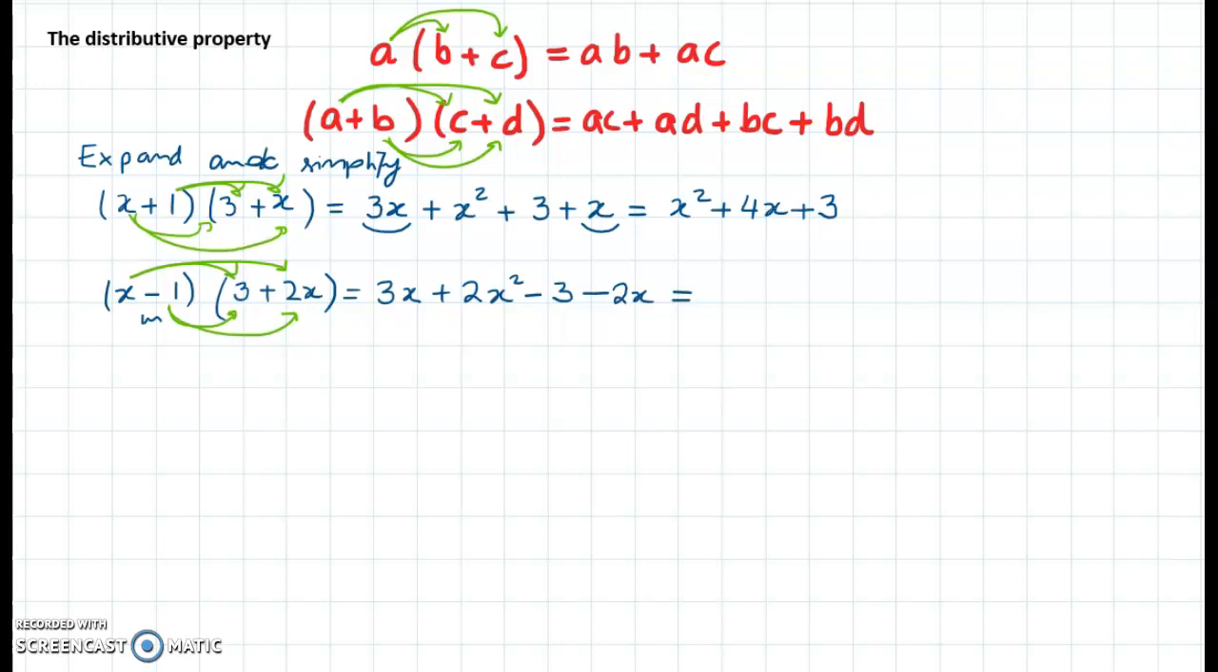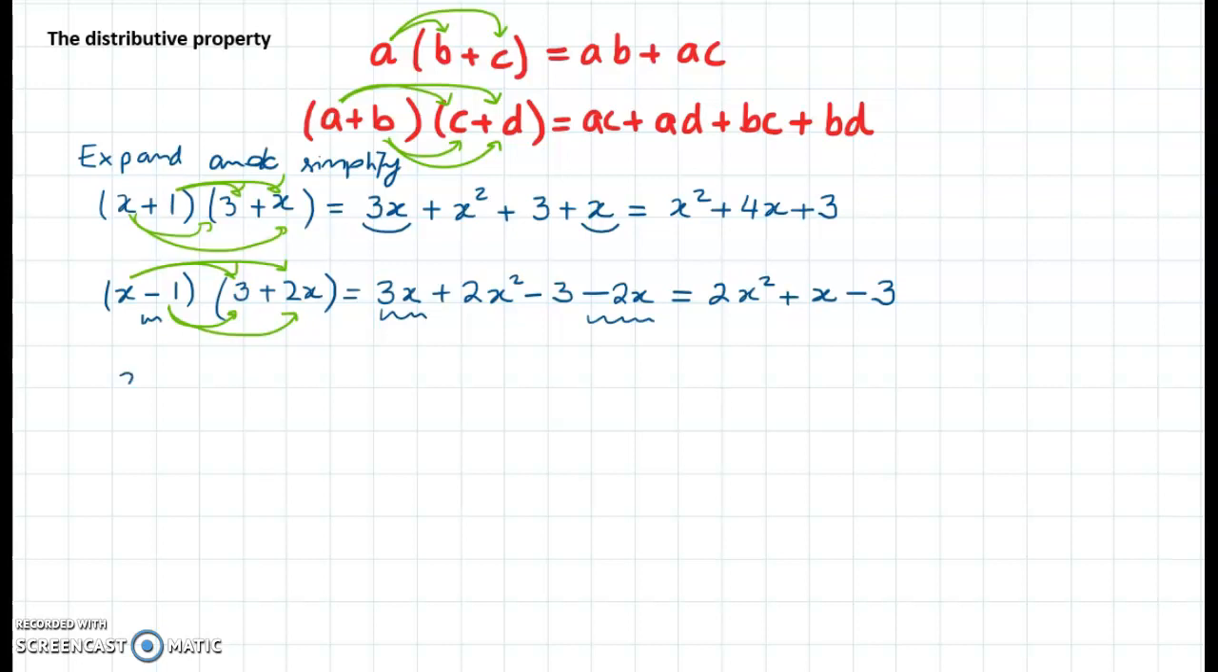We write the highest power of x first, 2x squared, and then we have 3x, and we have minus 2x, so that gives us only one copy of x, then minus 3. I hope you are doing fine with this.